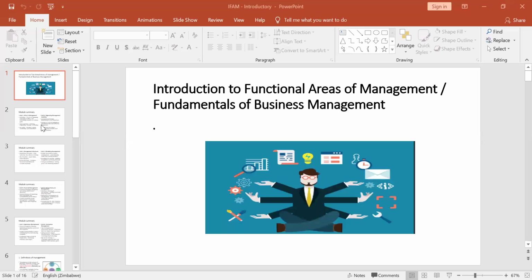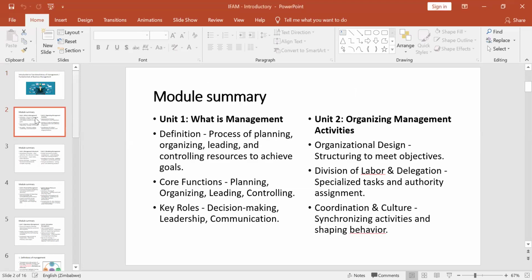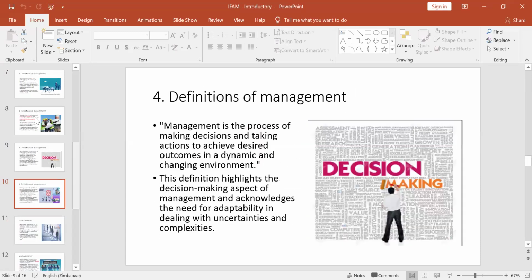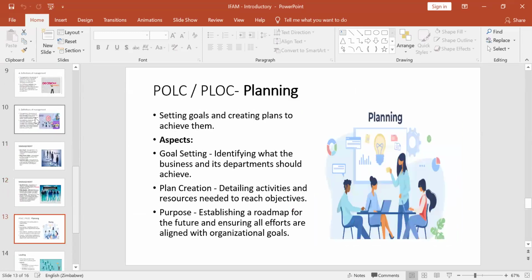This is what we did last week. We had the summary of the module, and then we had several definitions of management, which I was explaining. You are going to see them. Then we just looked at the four main functions, which we had seen from the definitions. We kept on seeing the word managers, plan, organize, lead, control. So we then looked a bit in detail on those four: planning, it's setting goals and creating plans to achieve them. That's what managers do.